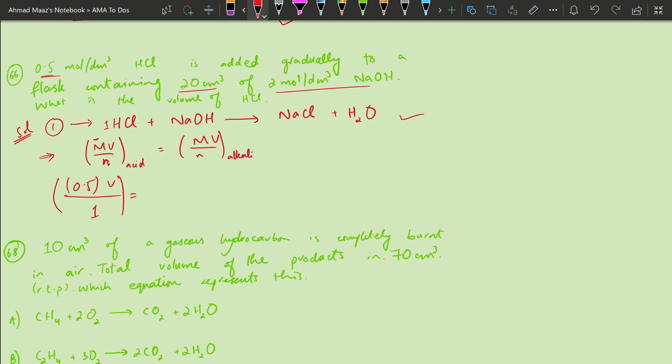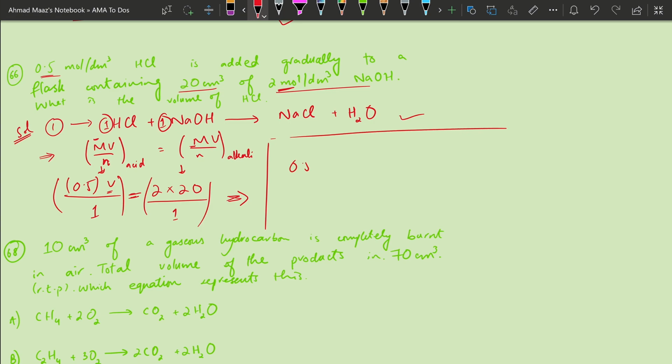The molarity, or the M for alkali, is 2 moles per decimeter cube. The volume for alkali is 20 centimeter cube. And number of moles from the equation is again 1 mole. Now these two are equal when the reaction is neutralized. When neutralization takes place, these are only equal at the point of neutralization.